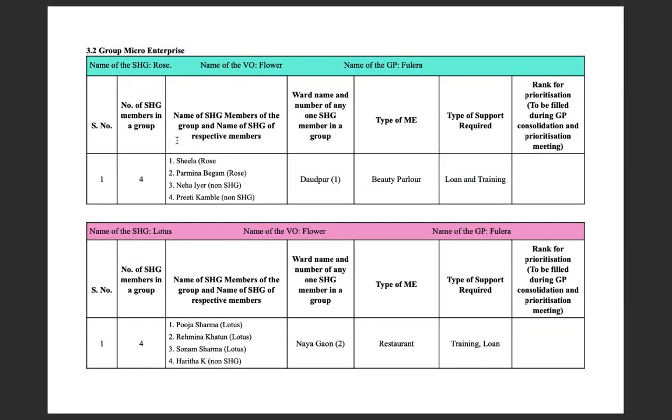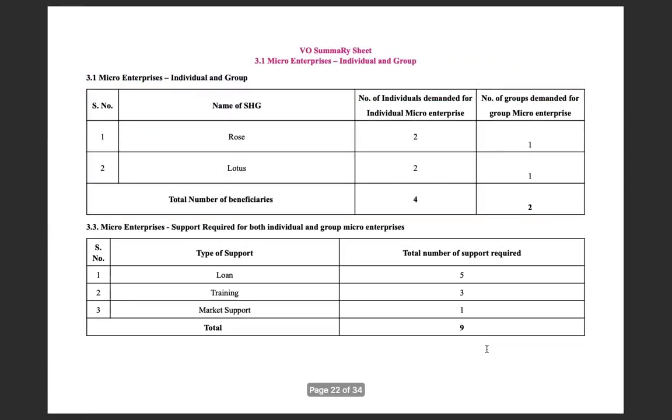Again, for group micro enterprise, there is one group which encompasses 4 members, 2 who are from the SHG fold and 2 who are from the non-SHG fold, and the type of ME they want to do is beauty parlor, for which they require loan and training. Similarly, in Lotus SHG, again one group of 4 members wants to start a restaurant as an ME, and the support they require is training or loan.